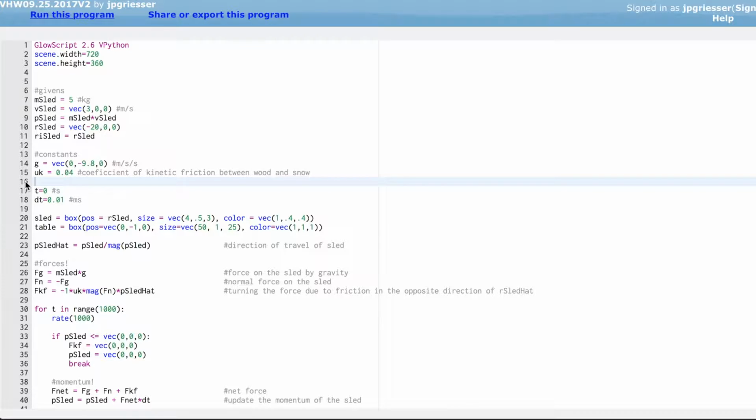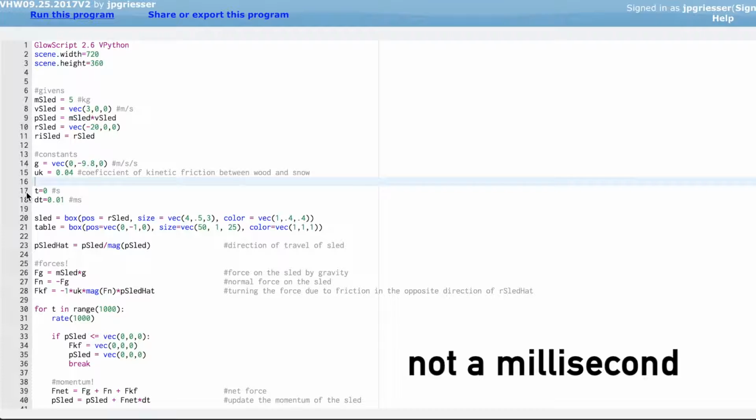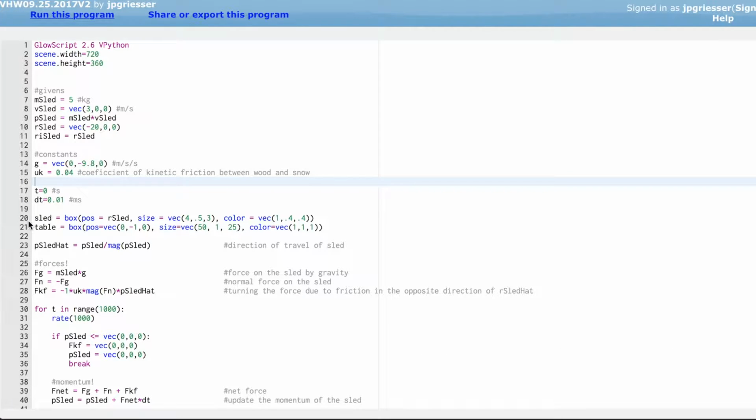Our constants are the acceleration due to gravity and the kinetic friction constant, which in our case, between wood and snow, is 0.04. Delta t will be 1 decasecond. Now we'll create our objects, set the direction of the sled, and set the forces acting on the sled. The force of gravity is the mass of the sled times the acceleration due to gravity. The normal force on the sled is equal and opposite the force of gravity.